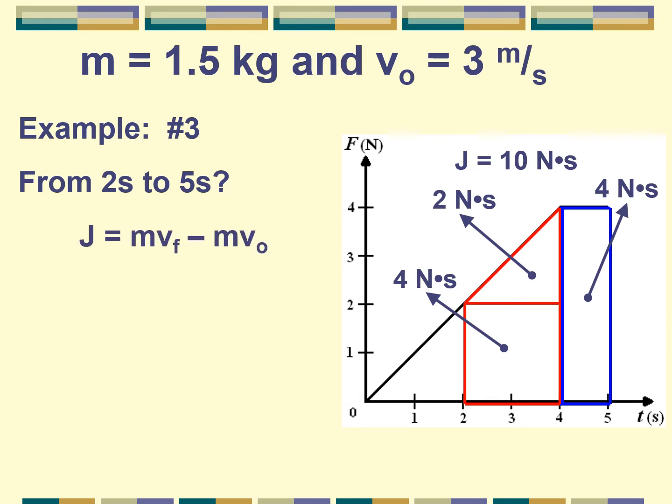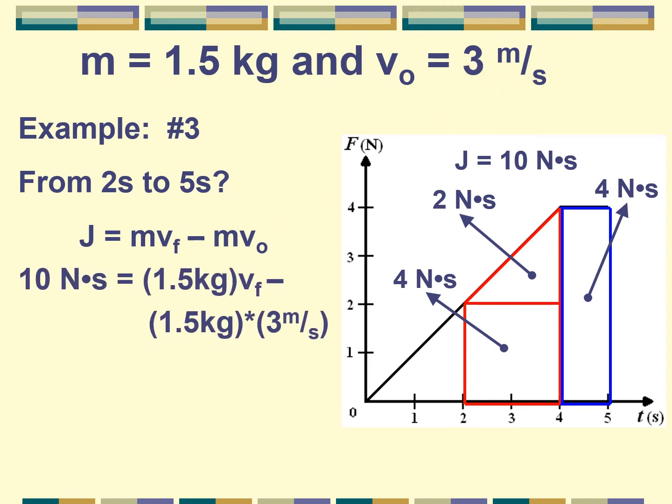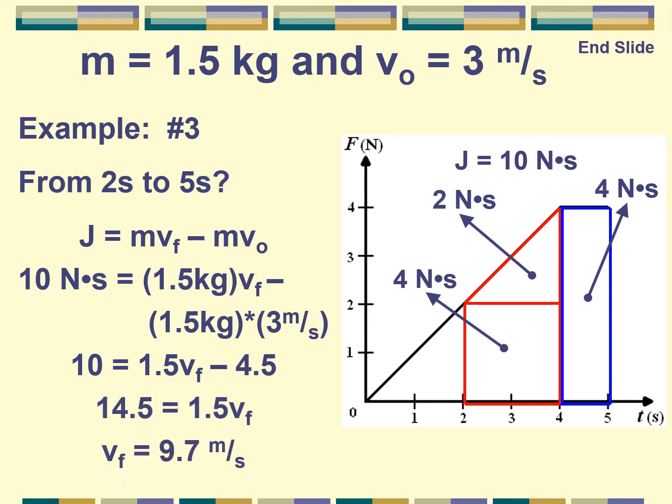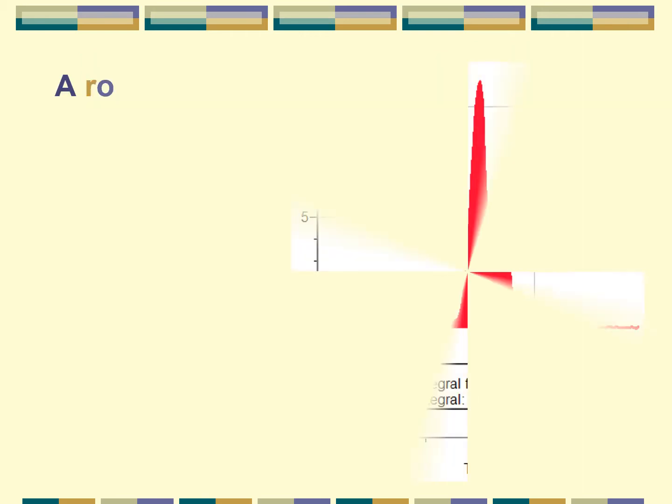So the impulse is going to be equal to mass times final velocity minus mass times initial velocity. Well, the mass is 1.5 kilograms. We can go ahead and plug that in. The initial velocity was 3 meters per second. So we're trying to find the final velocity, and the impulse from this graph is 10 Newton seconds. So we clean this up a little bit. We get 10 is going to be equal to 1.5 times final velocity minus 4.5. We add 4.5 to both sides. Then we divide by 1.5. We get the final velocity is 9.7 meters per second.